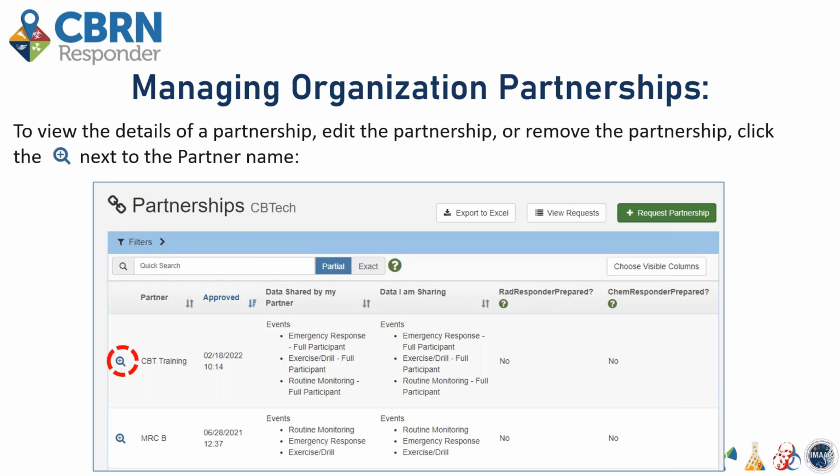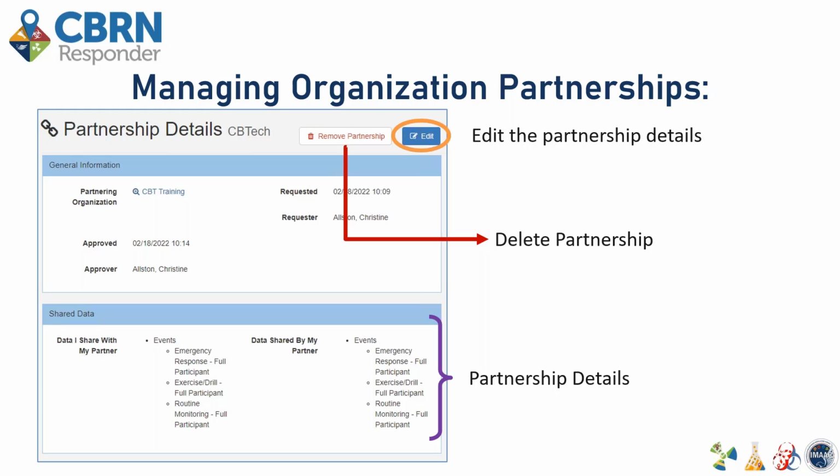If you'd like to view the details of an existing partnership, edit the partnership, or even remove that partnership, you'll click that blue magnifying glass next to the partner name. Here is the full details of the partnership. You're able to edit the details, delete the partnership, and view the partnership details of what you're sharing with your partner and what they're sharing with you.